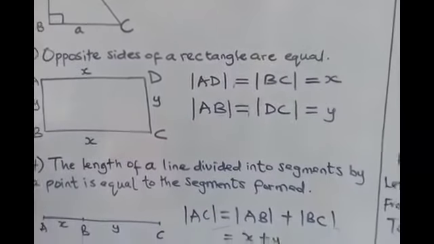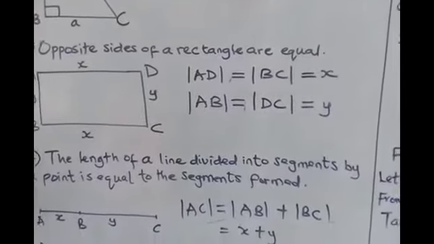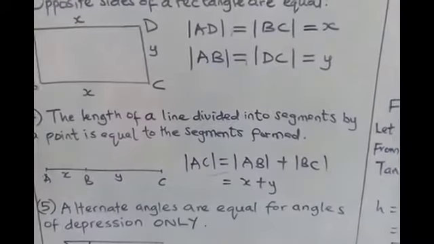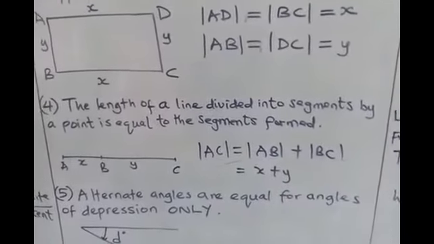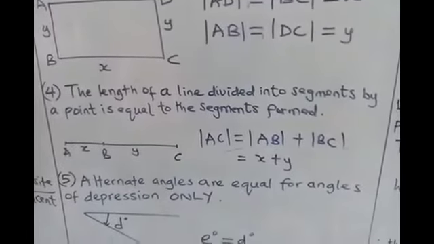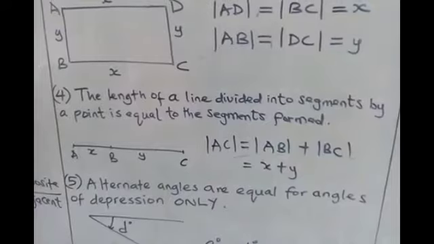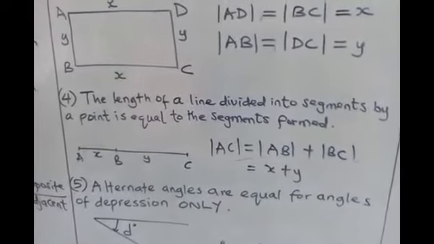And the fourth one: the length of a line divided into segments by a point is equal to the sum of the segments formed. So we have the line here, line AC. The point that divides the line AC into segments is point B.